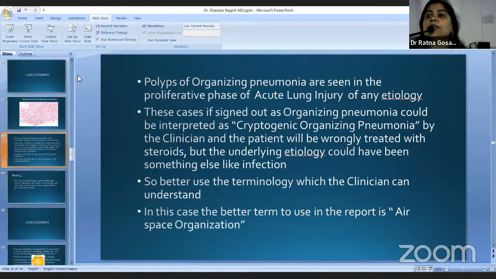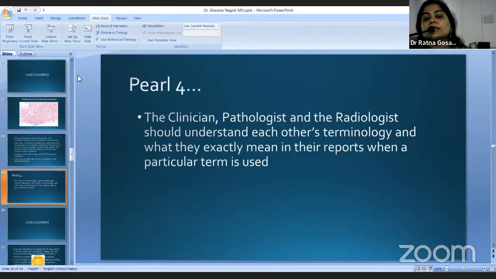So it is always better to use terminology which the clinician can understand. And in this case, it is better to use the term A-space organization, instead of calling it organizing pneumonia. So the call here is that the clinician, the pathologist, and the radiologist should understand each other's terminology and what they exactly mean in their reports when a particular term is used.